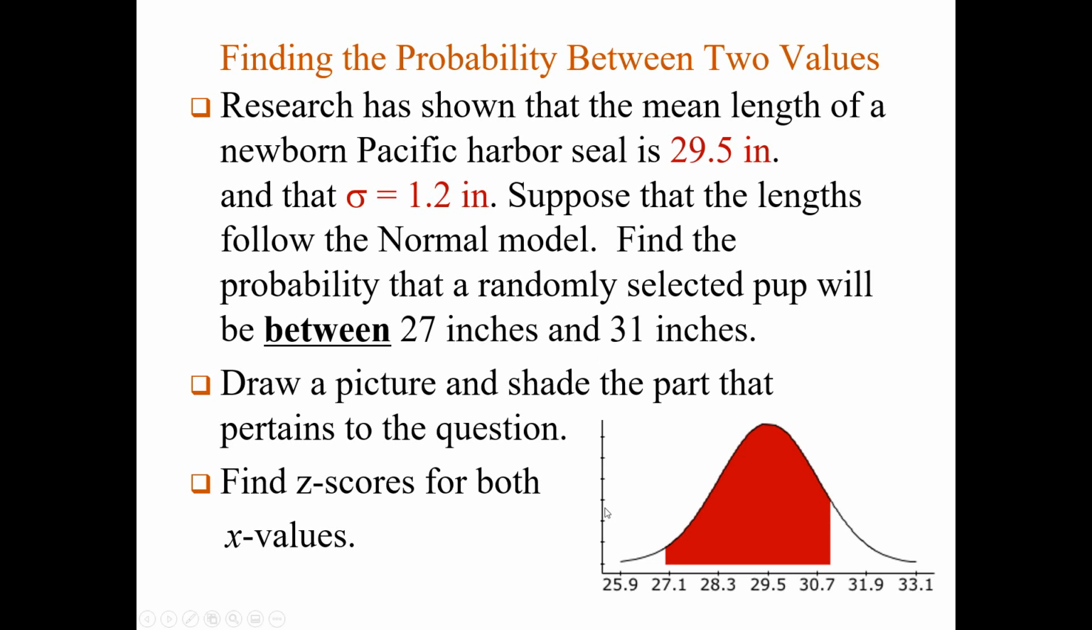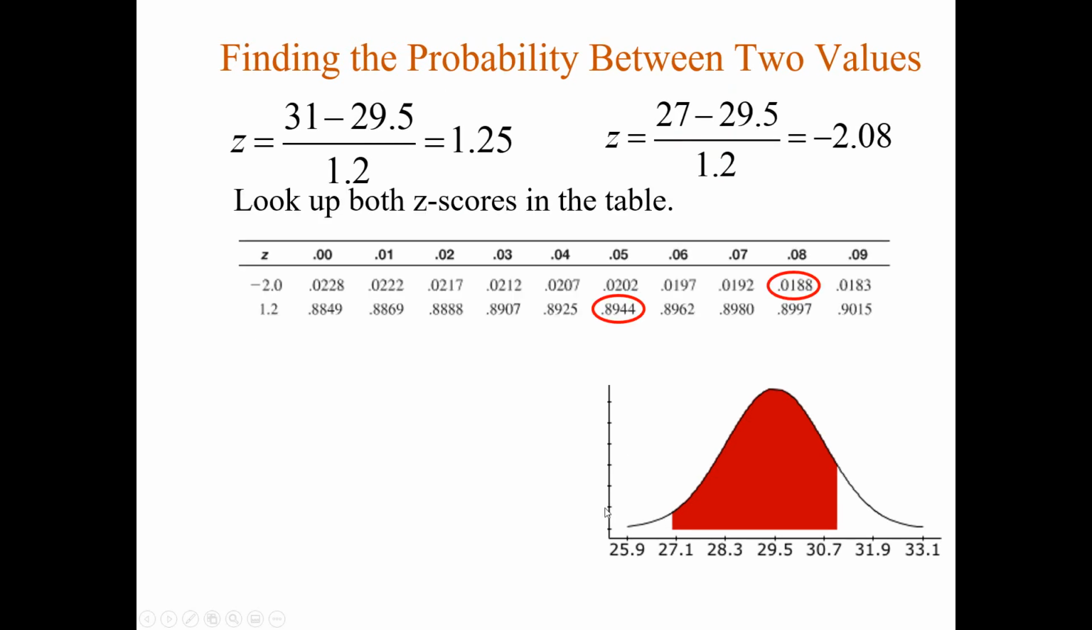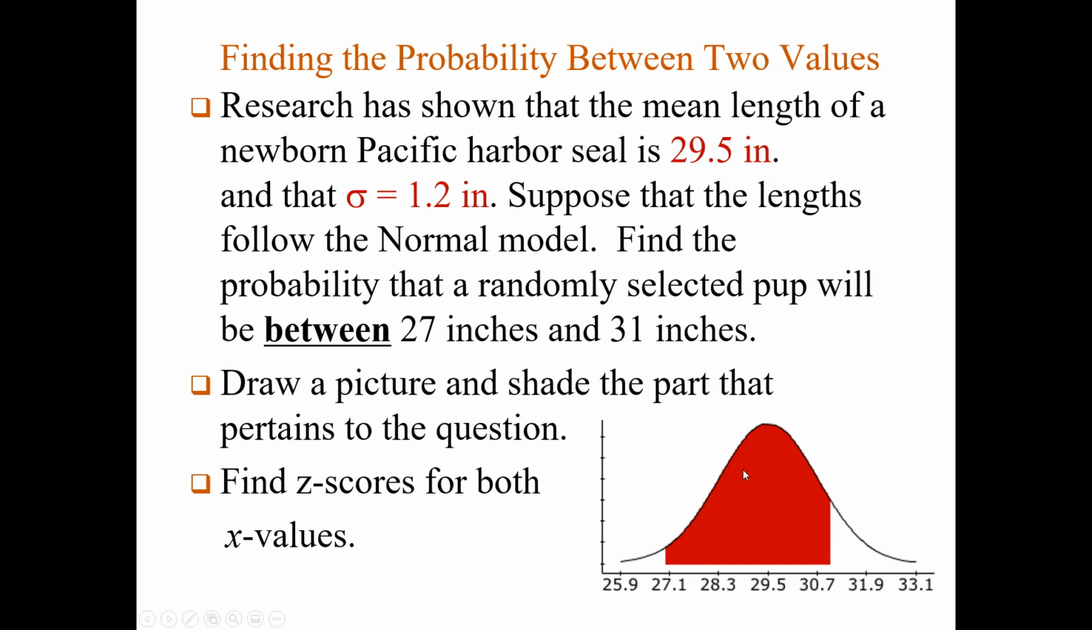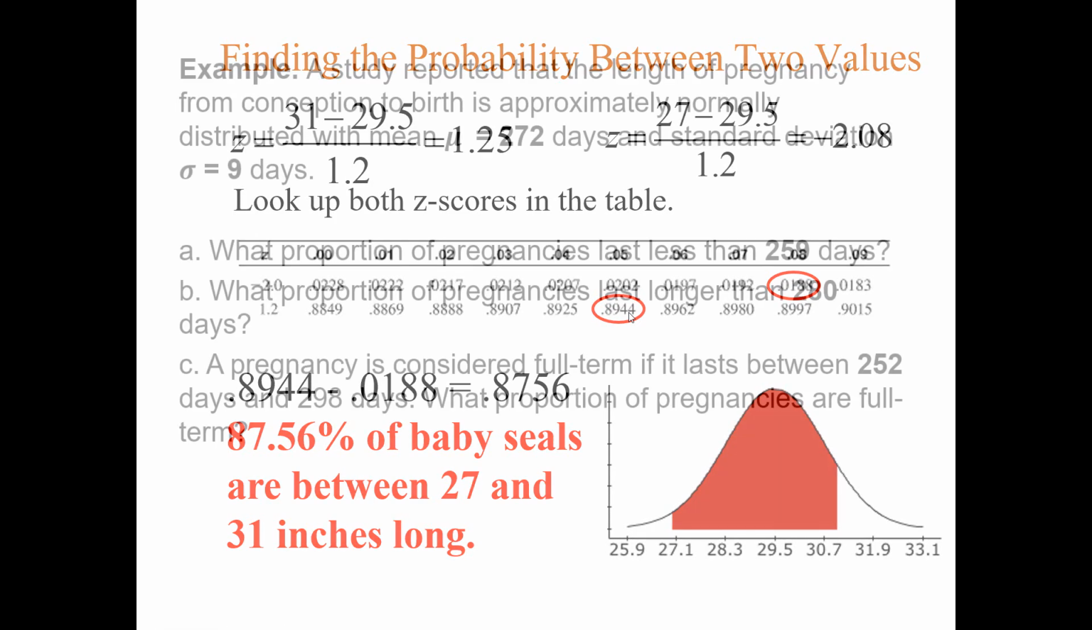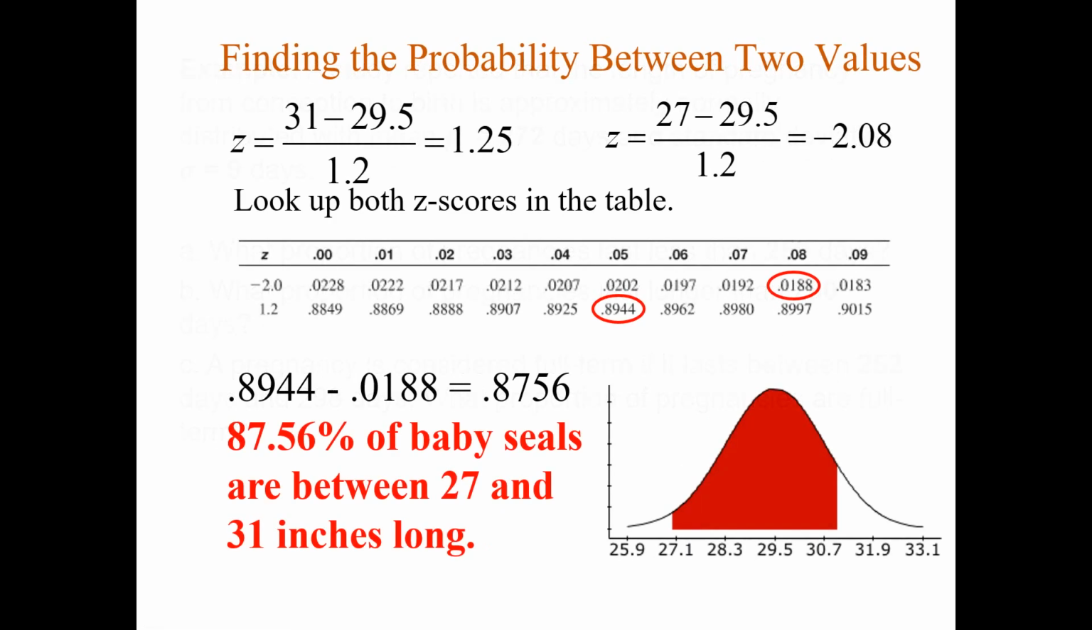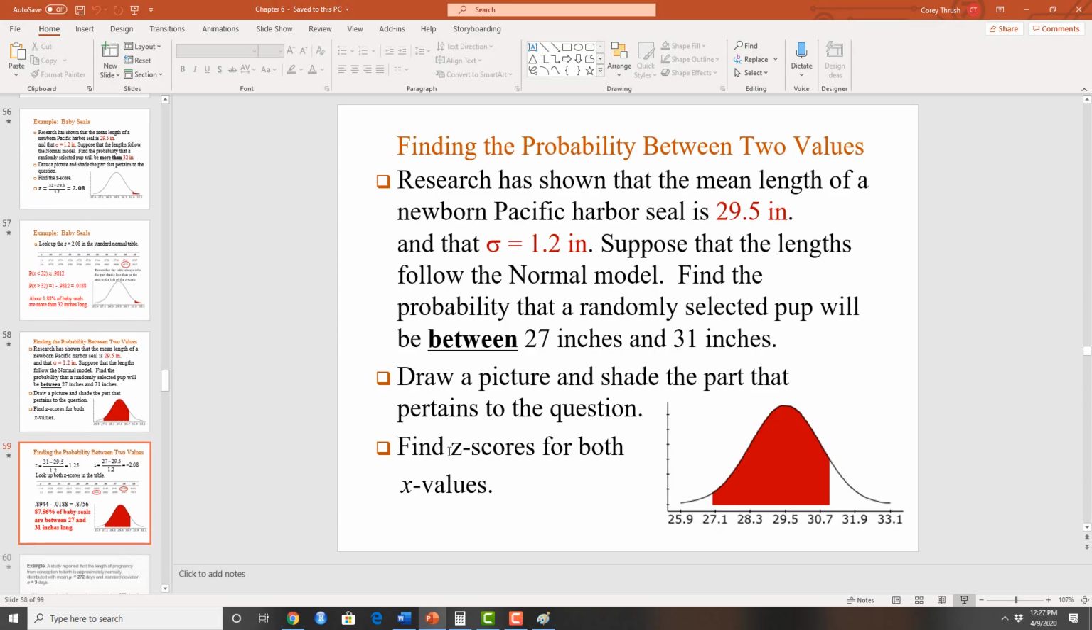So here's the shading. I just did the standardized version of the normal table, but if you use the actual x's, that's fine. But just remember that using the z-score formula standardizes it. So here's the z-scores for both of them, and we got the same exact thing. So, and we got that too, 87.